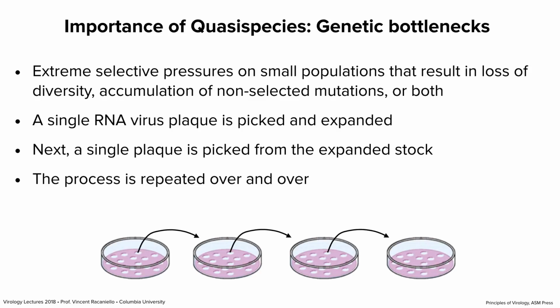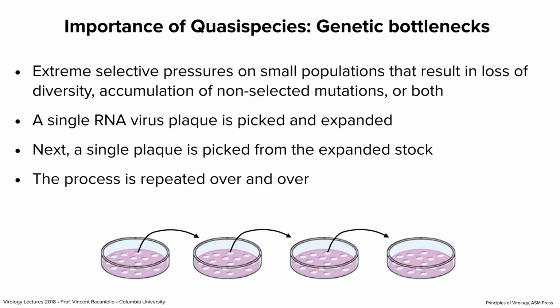Another important concept we call a bottleneck. And now what I want to do for the next few slides is to explain how quasispecies relate to genetic bottlenecks. So here's an example of a genetic bottleneck. We take an RNA virus and we plaque it out. And so here, you remember plaque assays, you can take a pipette and plunge it into the agar and pick the virus there, and then you can take the virus in that plaque and replate it again and get more plaques, and then you can pick another one.